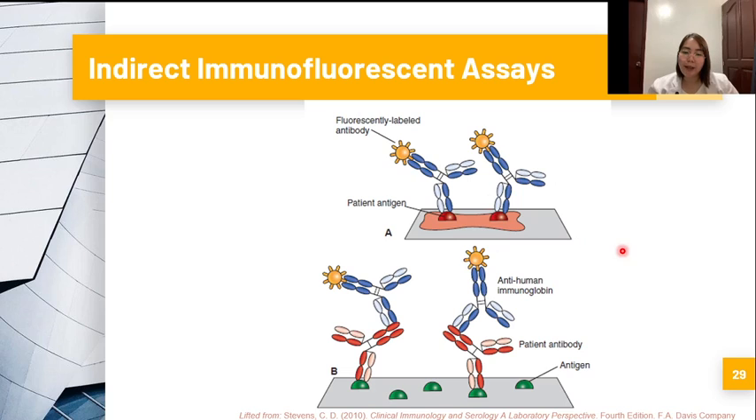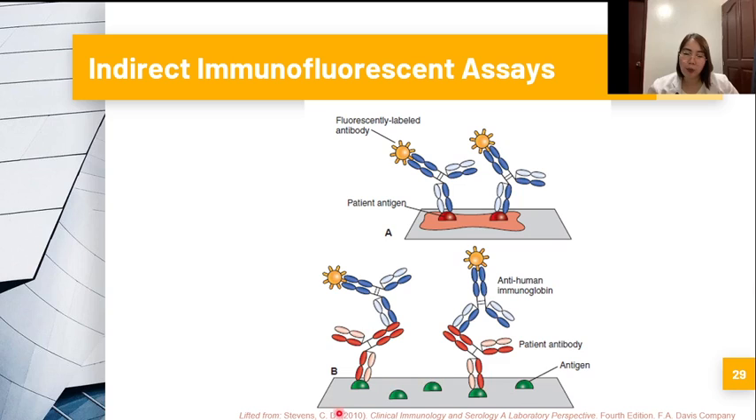While as for the direct immunofluorescence, it is as easy as this one. You are detecting patient antigen and then you will add fluorescent labeled antibody. Okay? If specific antigen is present in the patient sample, fluorescence will be observed. For indirect, it requires two steps.